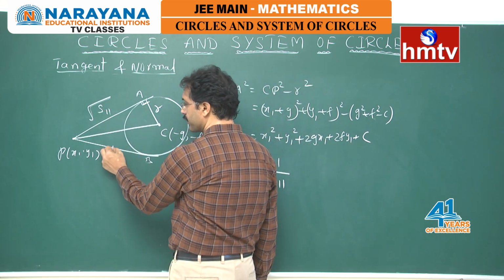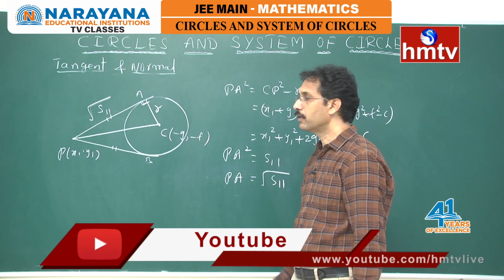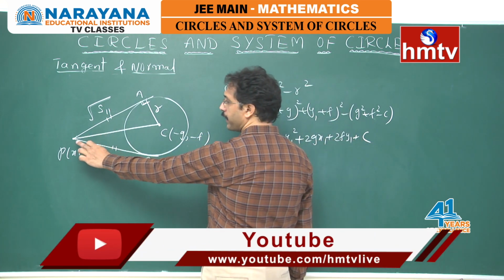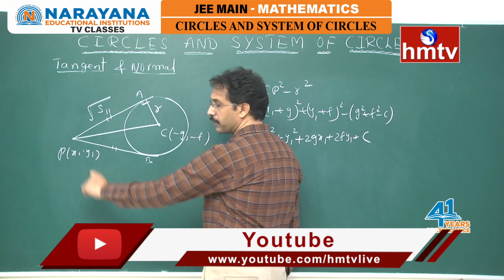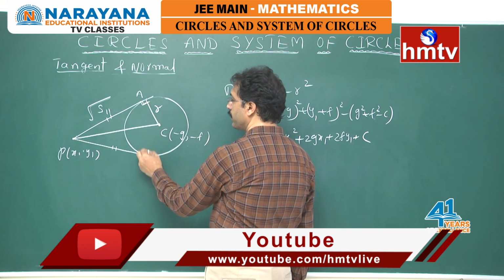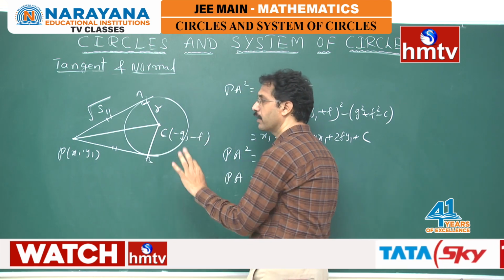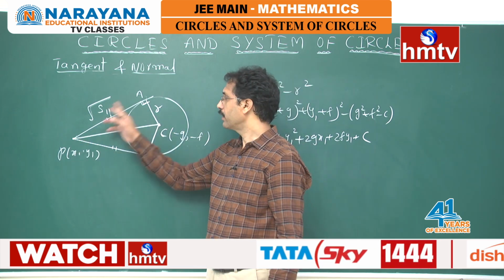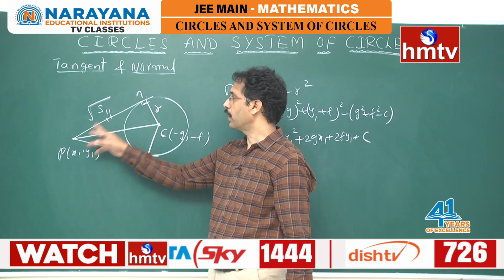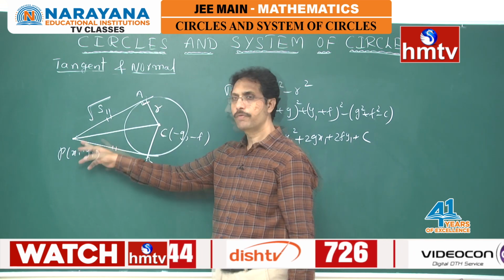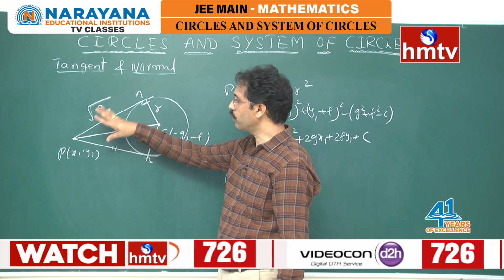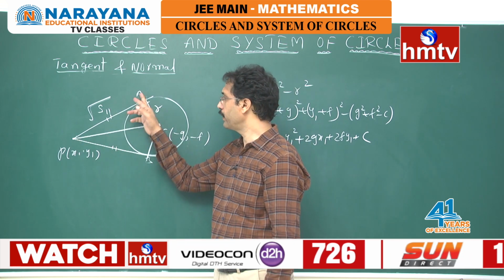Here this length and this length both will be the same. Now here, see, this P is the point from where the pair of tangents are drawn. A and B are the meeting points. C is the center of the circle. Then observe here, PACB is a quadrilateral. If you want to find out the area of this quadrilateral, that is the area of PACB.